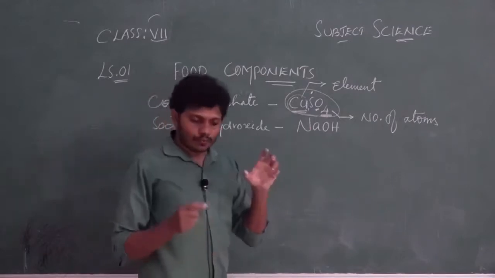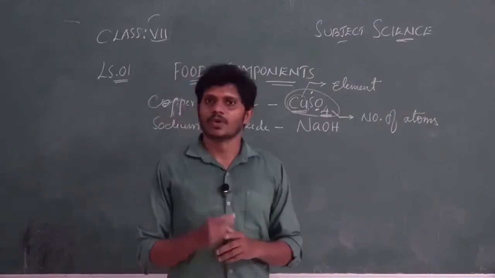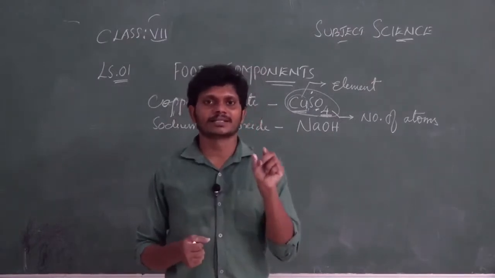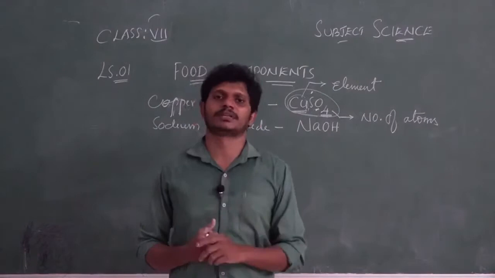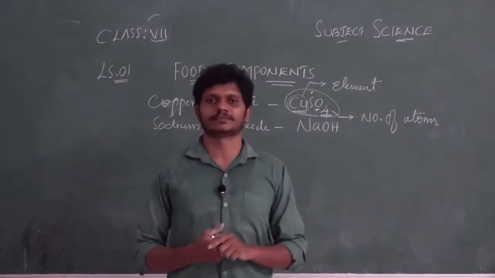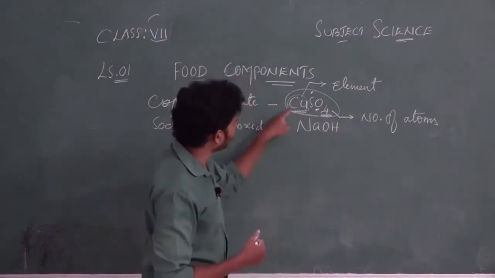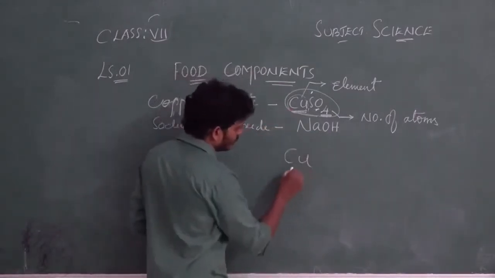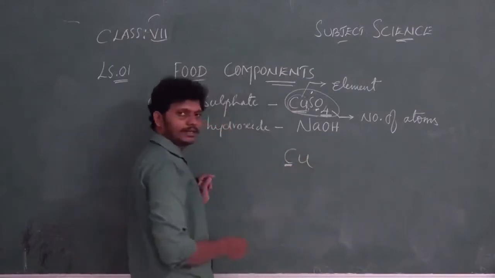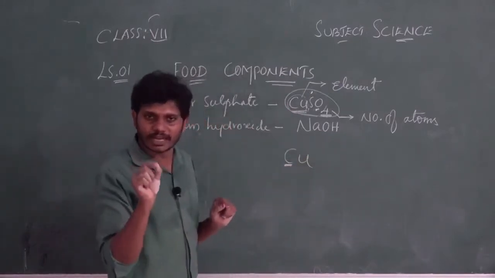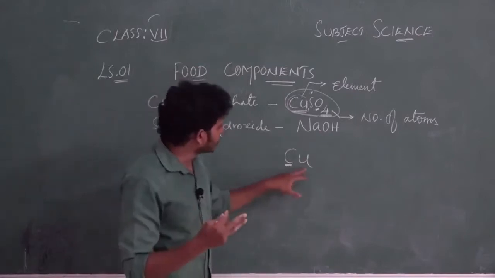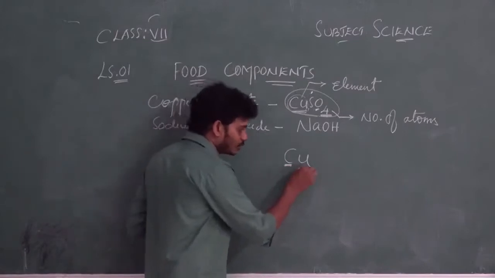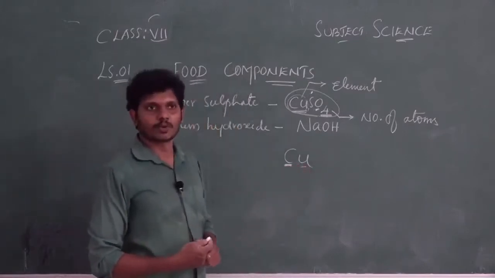And also, when you write a symbol, the first letter should always be a capital. Make sure the first letter you write is a capital letter. For example, for copper, Cu, this C should be the capital letter. When you write a symbol for an element, if 2 letters are there, the first letter should be the capital and the second letter should be the small letter.